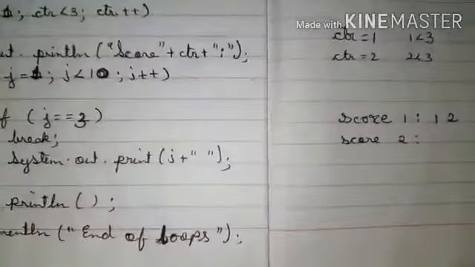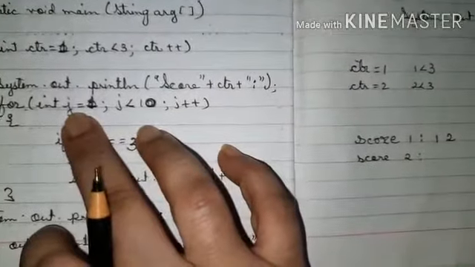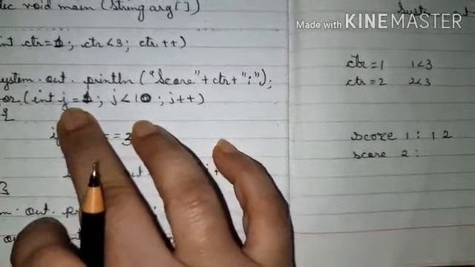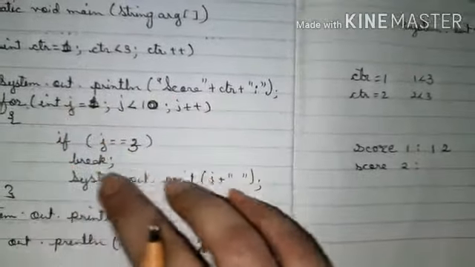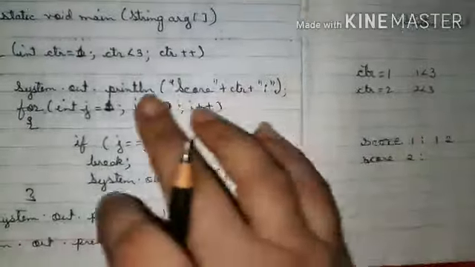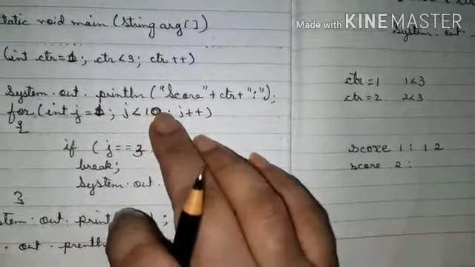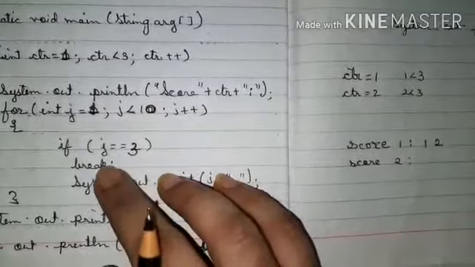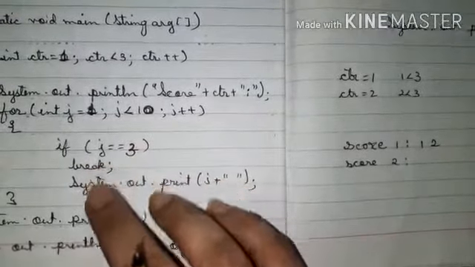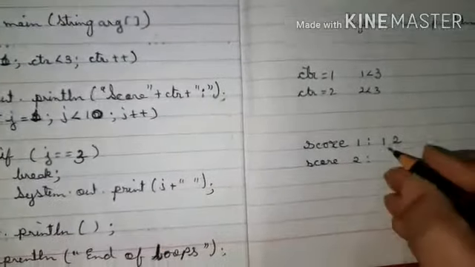So it will write 2, then a colon. Then it will come to here. Again the J will start from 1, since it is a local variable. So here it will come again, it will start from 1. So J is 1. 1 is less than 10. So it will come here. So it is not going to execute. So break is not going to execute. It will come to this part. So J is 1.